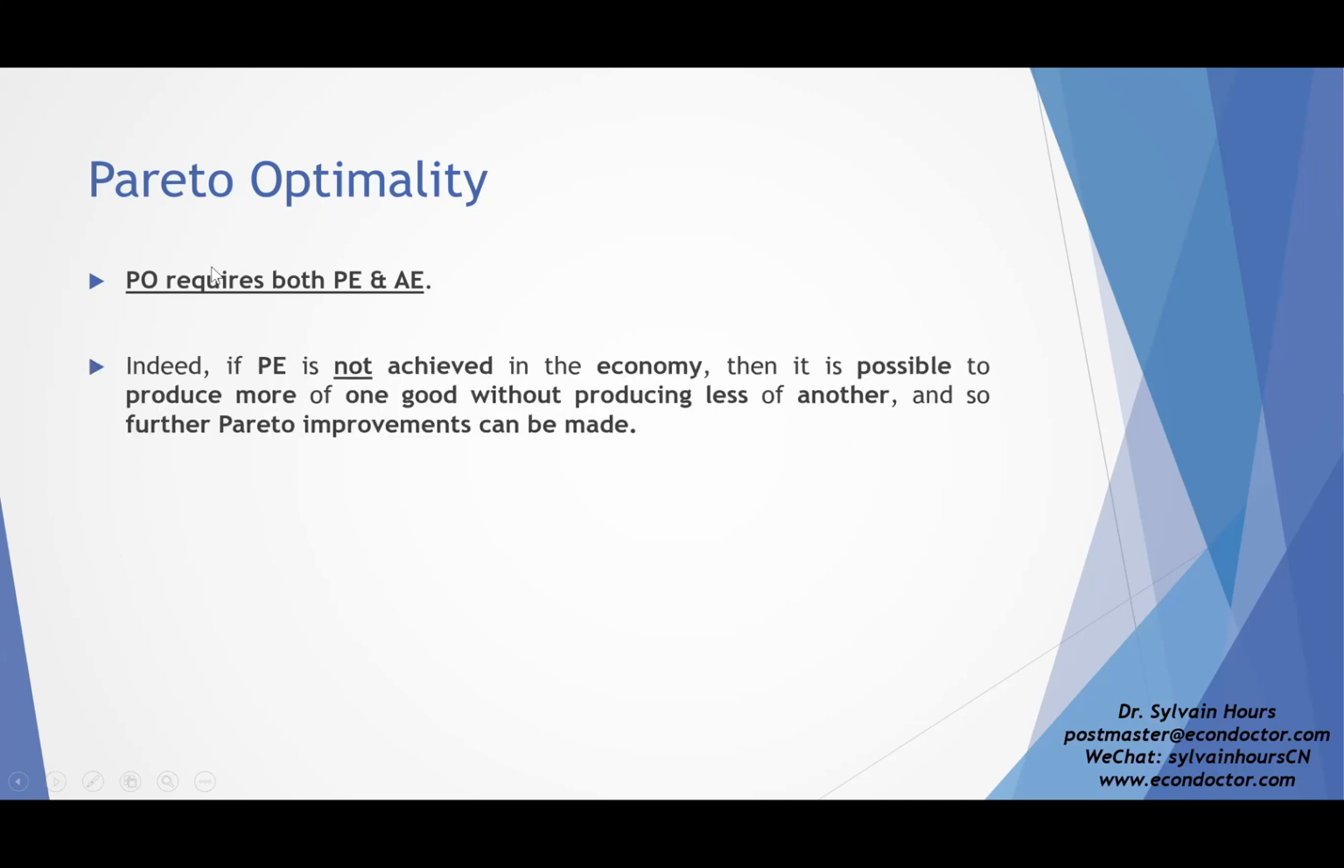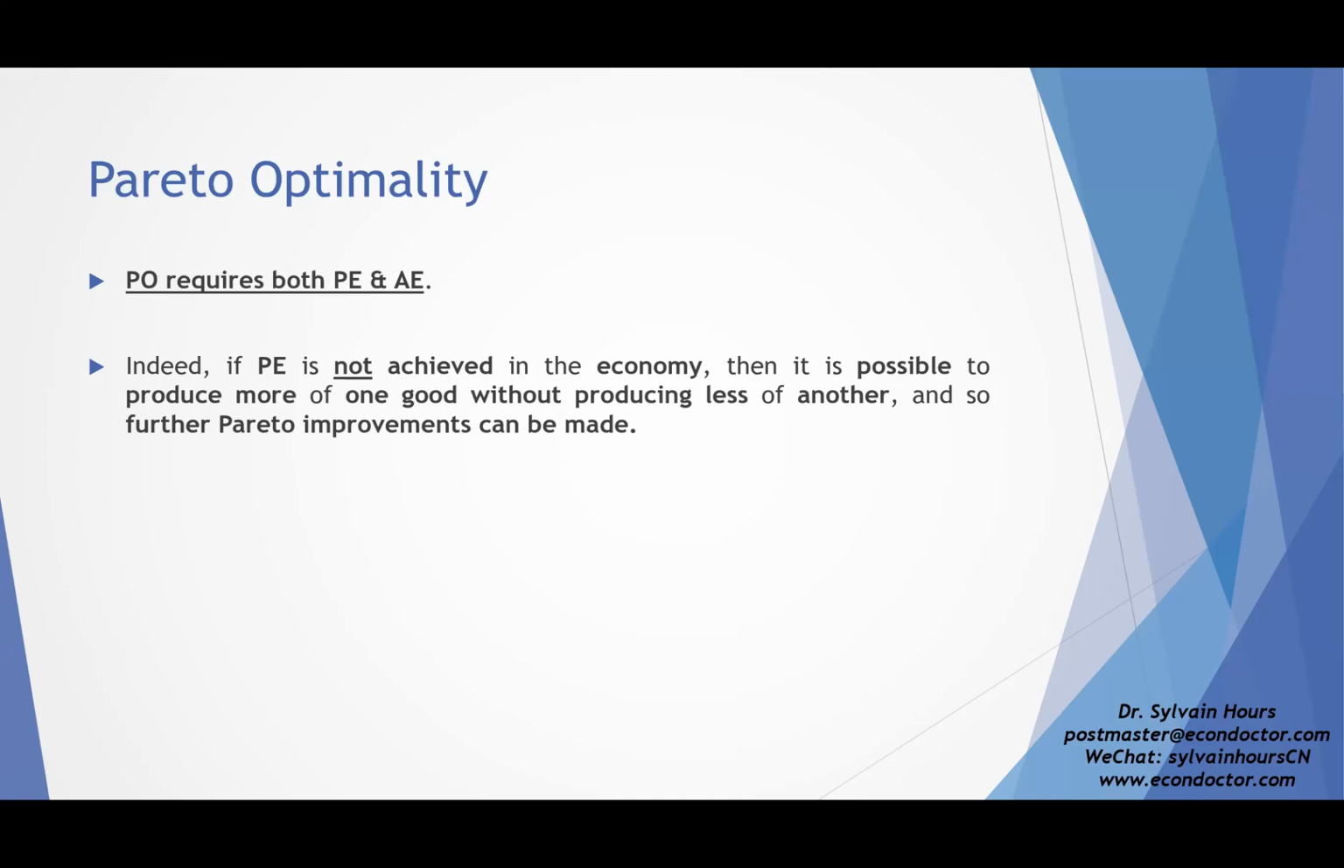Well, that's quite intuitive, right? If you do not have productive efficiency, that means that you could produce more output, and you could give this extra output to someone in the economy, for example. So you would make someone better off without making anyone else worse off. So you see that if you were productively inefficient, you could still make a Pareto improvement, which means that you have not yet achieved Pareto optimality.